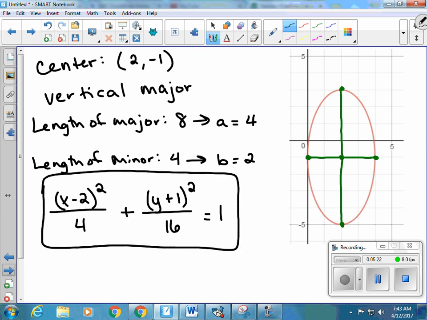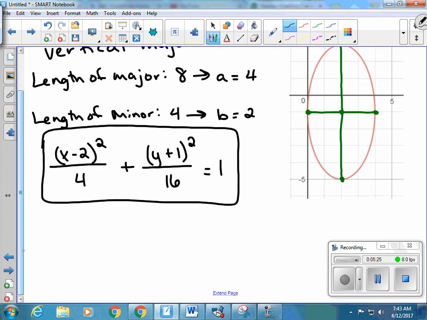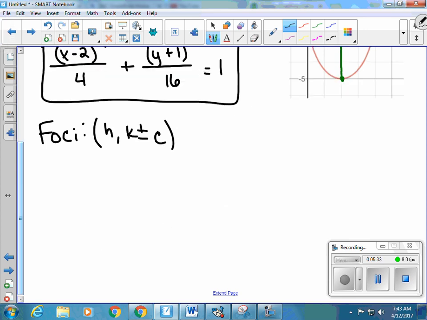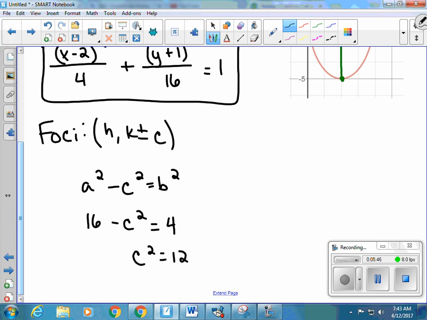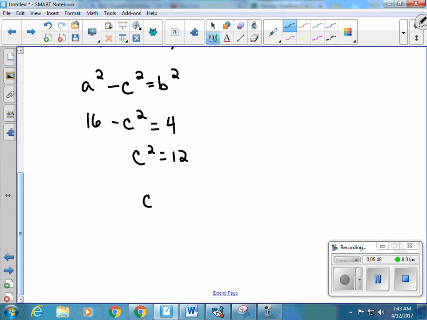And now I need to find my foci points. So the foci, remember, is located at h comma k plus or minus c. I've got to find my c value yet by using my formula. My a squared was 16 minus c squared equals 4. C squared is then going to equal 12. So the square root of 12 happens to be 2 square root 3.